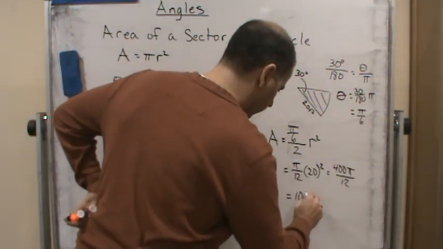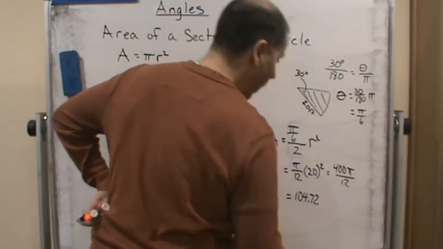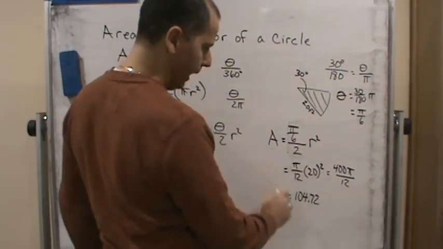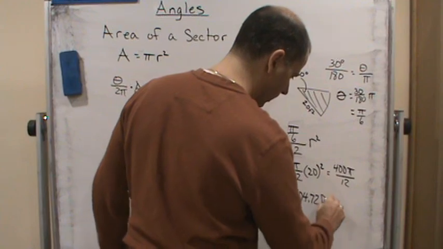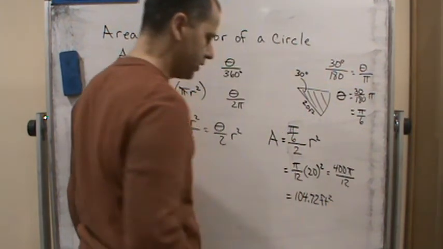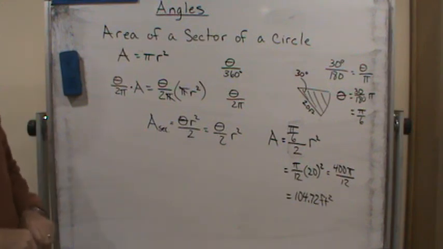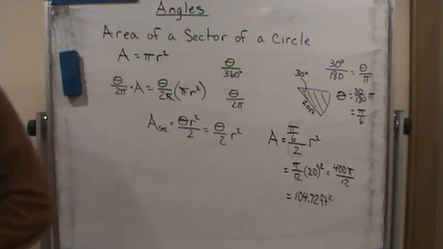104.72 what? Well, it's measured in feet, and we're dealing with area, so it's squared. It makes sense that we're going to get square feet. So the area of lawn that's being watered is 104.72 square feet. And that's it.